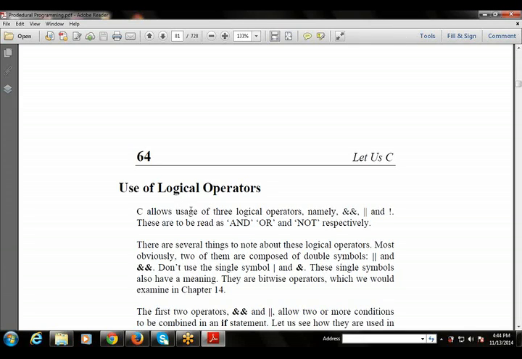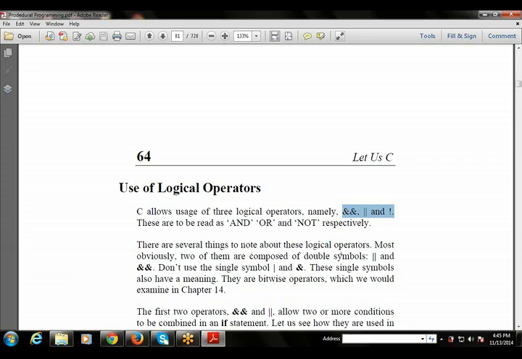This says C allows usage of 3 logical operators. What are the 3 logical operators that will be used? They are AND, OR and NOT. So these are the 3 logical operators that can be used. One is AND, one is OR and one is NOT.